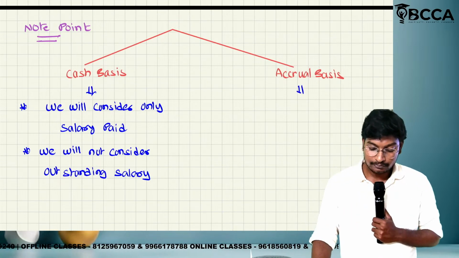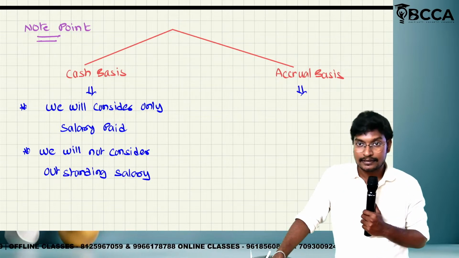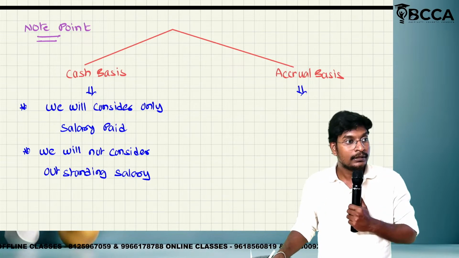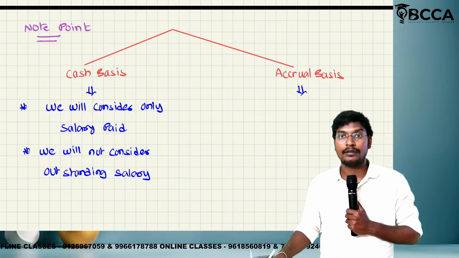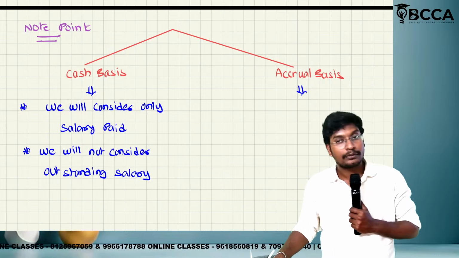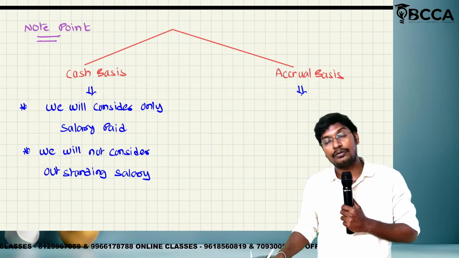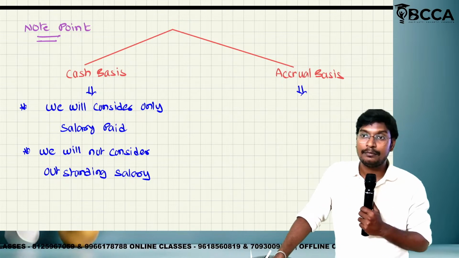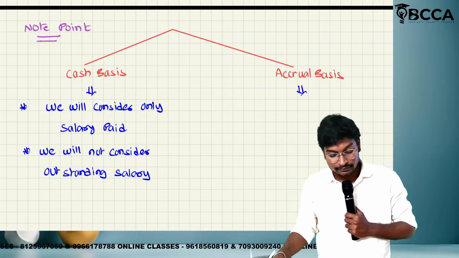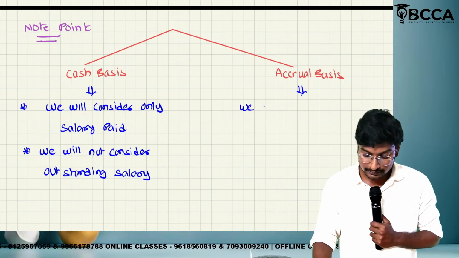As per accrual concept, what is the meaning of accrual concept? Whether paid or payable, received or receivable, we have to consider, but it should be related to the current year. If you observe here, the total salary during the current year that we need to pay is 12 crores, but we have paid only 10 crores. So outstanding is 2 crores. But the total salary belongs to the current year, so we need to consider both the salary paid and the salary payable.